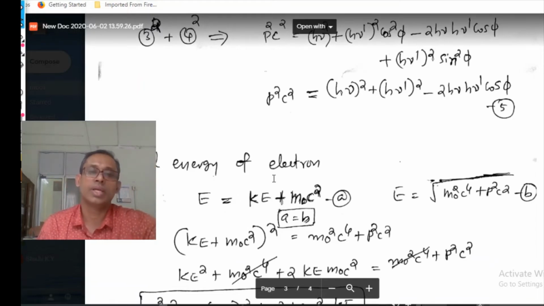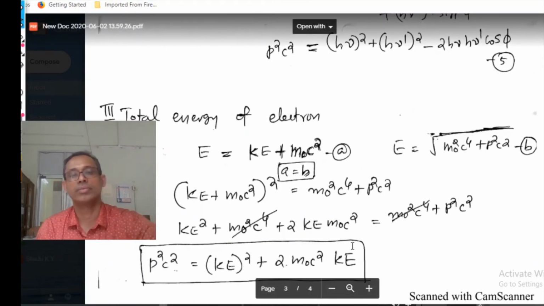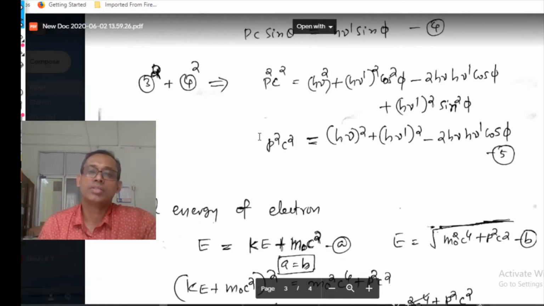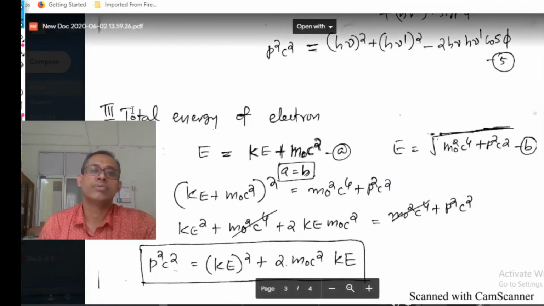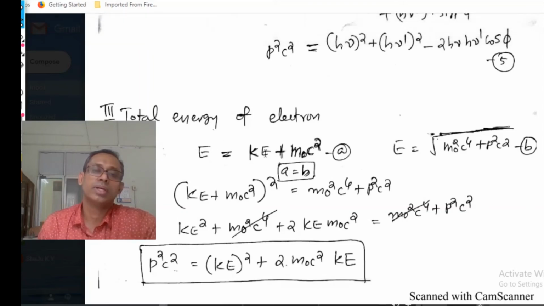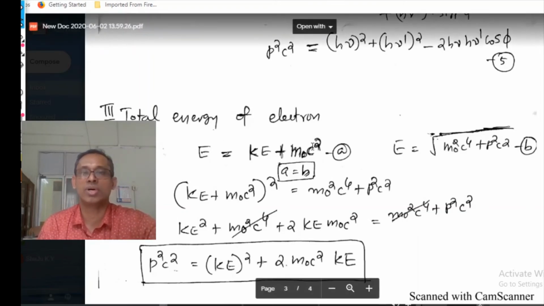The third step, we calculate the total energy of the electron. Here we have an expression for p square c square. Now the total energy of the electron is given by the sum of the kinetic energy plus the rest mass energy.